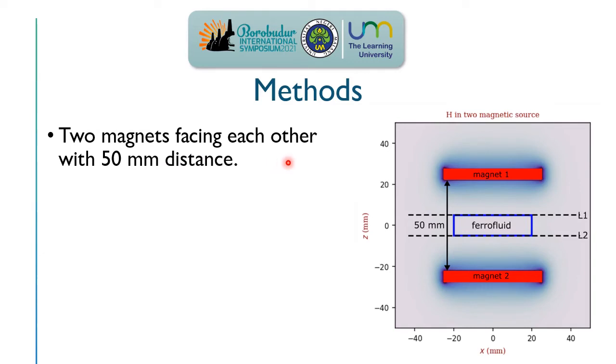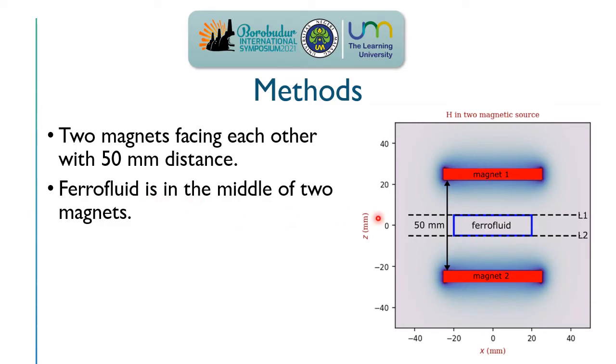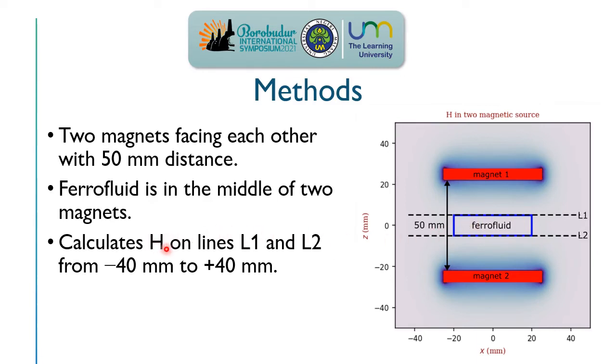Two magnets face each other at a 15 mm distance like this. This is 15 mm. The ferrofluid is in the middle of the two magnets. This is the ferrofluid. We calculated H on lines L1 and L2 from -40 mm to +40 mm. So we calculate the value of H on L1 and L2.